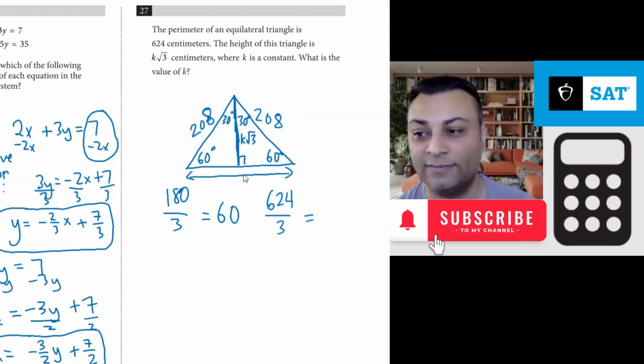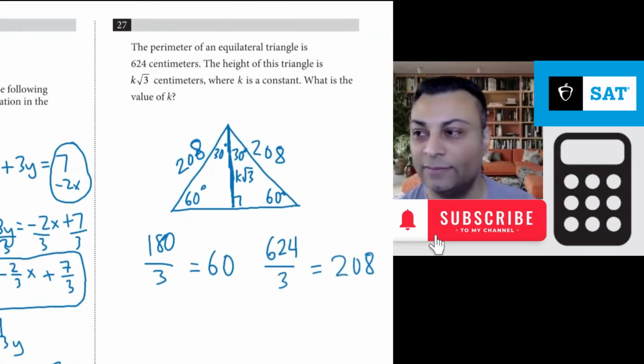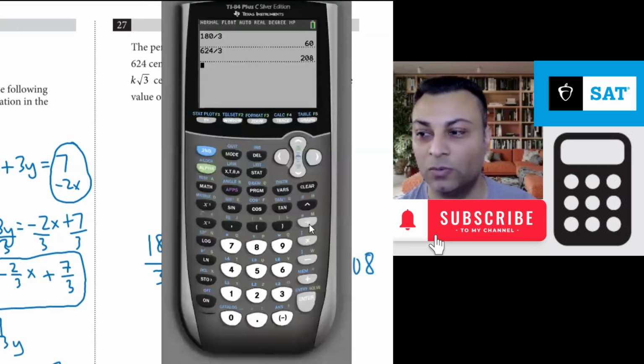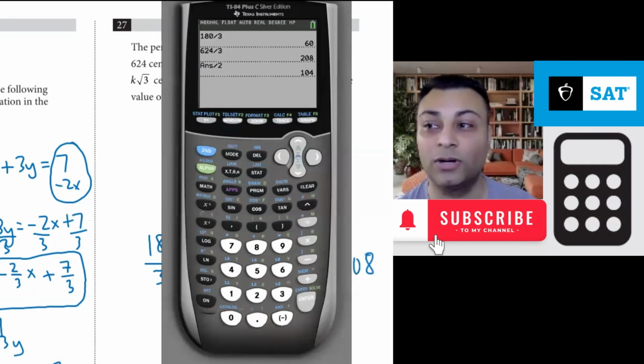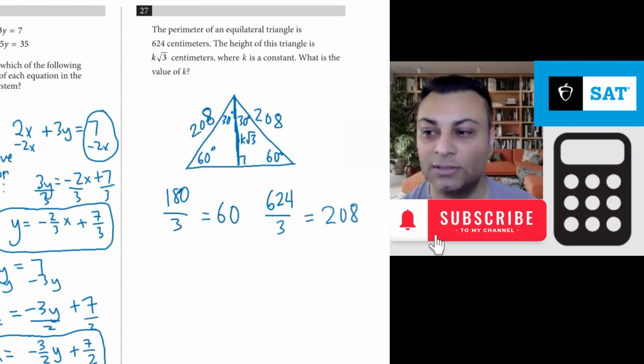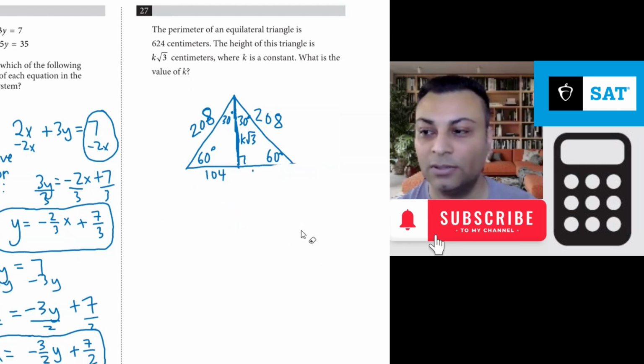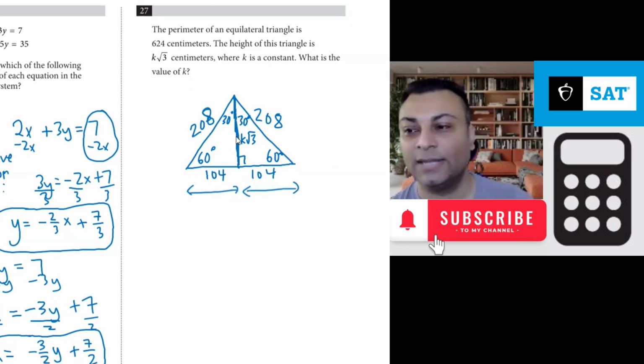But let's cut it in half because we have cut it in half in this picture. This was 208, so let's divide by 2. That gives 104. So this is 104, and this part is 104. Let me clear this up. This distance is 104, and this distance is 104. And that's k root 3.